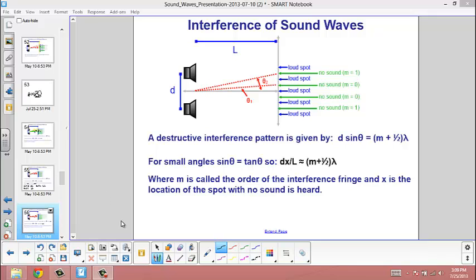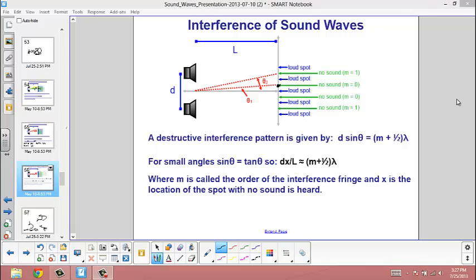So in the first case, let's use m equals 0. A destructive interference pattern is given by the equation d sine theta equals (m plus 1/2) lambda. And we want to remember that m is called the order of the interference fringe and is the x location where no sound is heard. So if we're at that location, there's no sound, that's m equals 0. If we're just below, an equal distance away from that central fringe, a loud spot, again, it's m equals 0. Up here and down, it's m equals 1. In all 4 cases, we're going to observe destructive interference when we're standing at these locations.